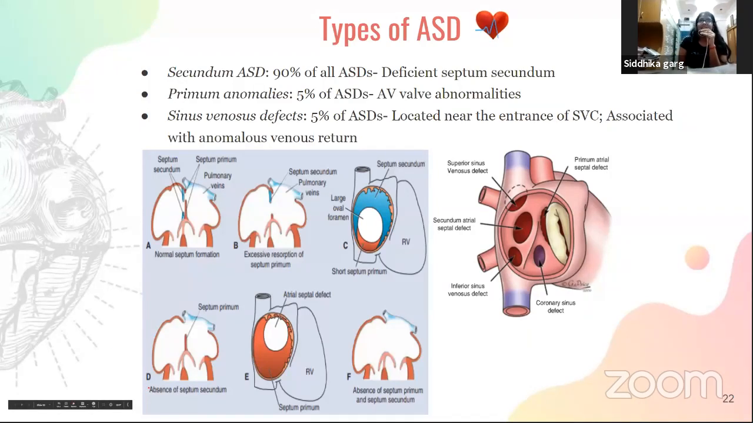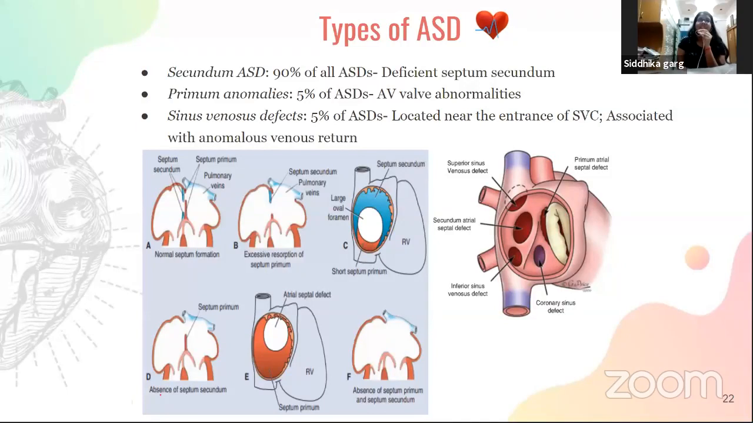Now, types of ASD. It is based on the type of septum involved. Now, you know, in the formation of the atrial septum, two types of septum play a role, that is septum primum and septum secundum. A defect in the septum secundum comprises 90% of all ASD, septum primum defect comprises 5%, and sinus venosus defect also comprises 5%, which is located near the entrance of the superior vena cava and is associated with anomalous venous return.